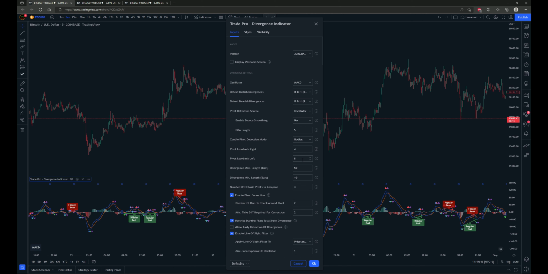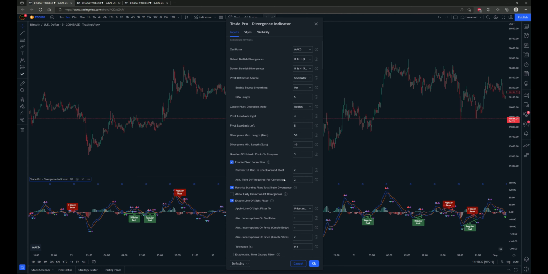Then there's pivot look back left. The one actually won't make the signals change as far as the delay on them. And then we have the divergence max, so the max number of bars that can happen before a divergence is no longer valid. The divergence minimum length as well, so the number of bars to create a divergence has to have a minimum of 10 bars, and then the number of historical pivots to compare. So again, explanations for all of these different things, and I'm just trying to get through this quickly.